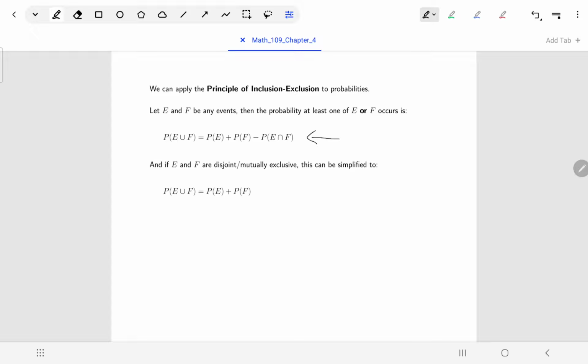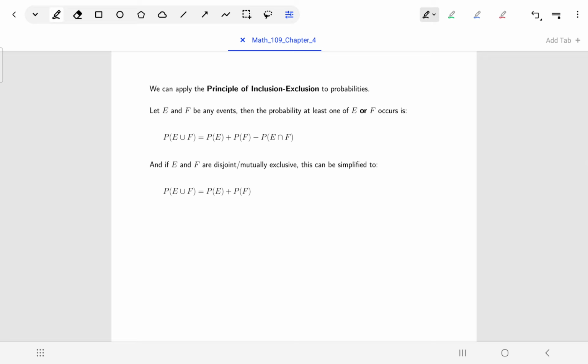The good news is that the formula for inclusion-exclusion is very similar to the counting one that we had. If you're referring back to chapter 3, the counting version was almost identical. It's just that instead of probabilities, it was numbers of things. So the number of things in E union F would be the number of things in E plus the number of things in F minus the number of things in E and F. Here it's exactly the same, except the formula has just been changed to be probabilities of. So pretty much the same formula as before.